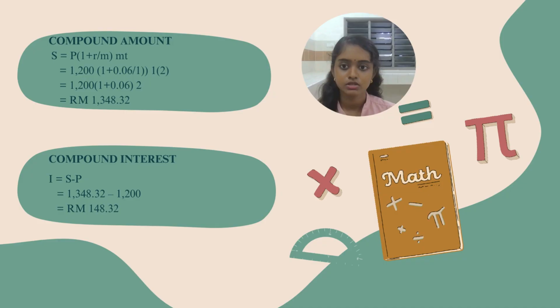Compound amount. So S equals P times (1 plus R divided by M) to the power MT. So you substitute the amounts given in the question. So you get RM 1,348.32. The next one is compound interest. I equals S minus P. So you get 148.32.